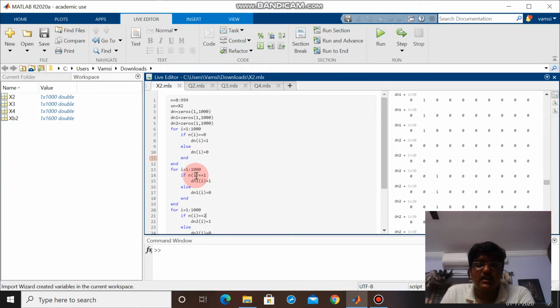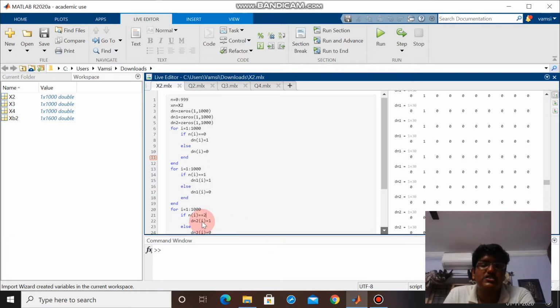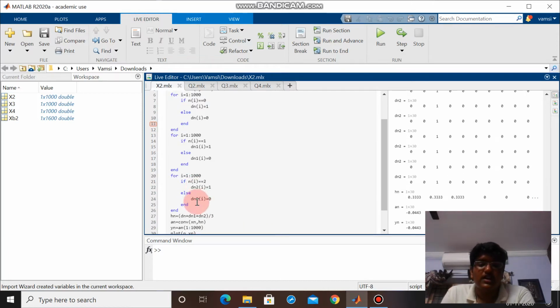In a similar way, when n of i is equal to 1, dn1 of i is equal to 1. So when n is equal to 1, the dn1 vector will have the value 1, and elsewhere it will be 0. This corresponds to delta of n minus 1, and in a similar fashion we can define delta of n minus 2, that is dn2. As you can clearly see here, when n of i is equal to 2, then dn2 of i will be equal to 1, and elsewhere it will be 0. So this corresponds to delta of n minus 2.